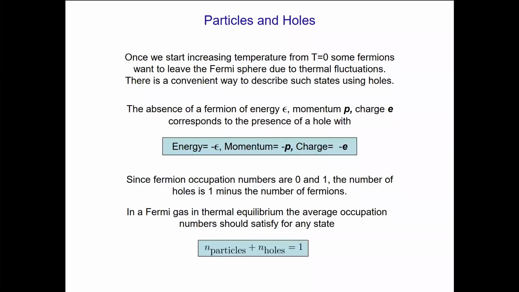Okay, this is the second part of our lecture on Fermi gas. In this part, we are going to talk about particles and holes. As I explained before, once we start increasing temperature from absolute zero, some fermions want to leave the Fermi sphere due to their kinetic energy or thermal fluctuations. And there is a convenient way to describe such states using holes.